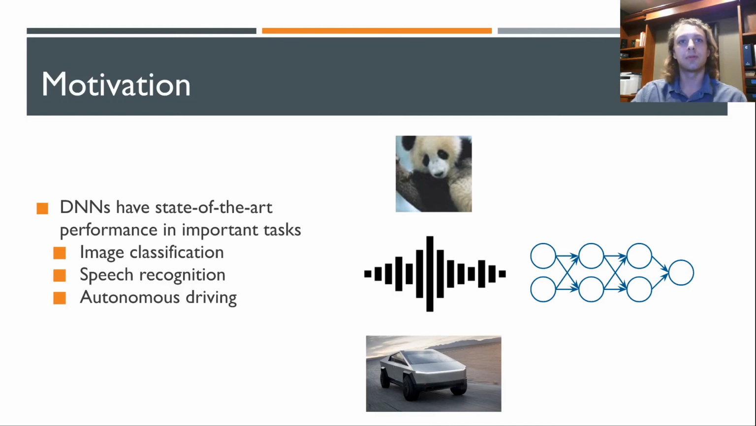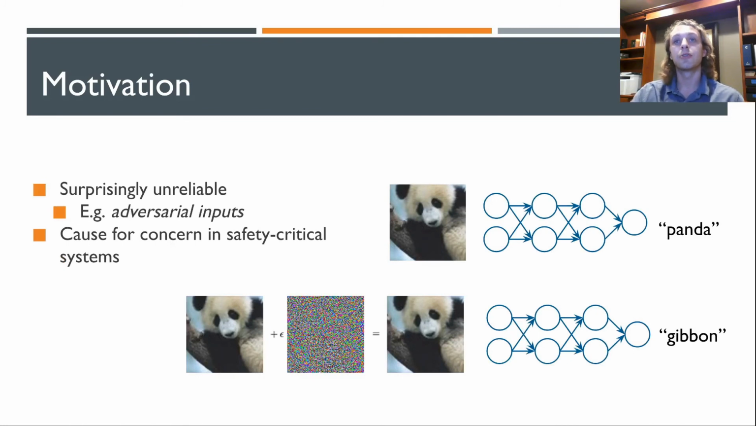So by now we probably all know that neural networks have achieved state-of-the-art performance in many important tasks. There's image classification, speech recognition, and autonomous driving, just to name a few. But neural networks can be surprisingly unreliable. A very well-known example of this are adversarial inputs, where seemingly insignificant changes to an input can cause a drastically different output from the network. And this unreliability is a huge cause for concern when they're used in safety-critical systems.